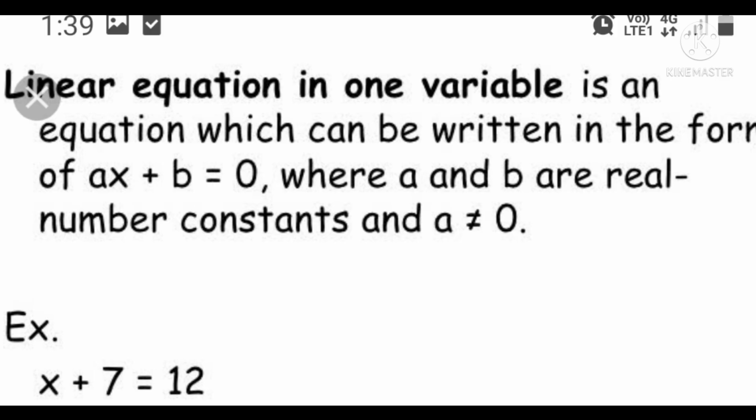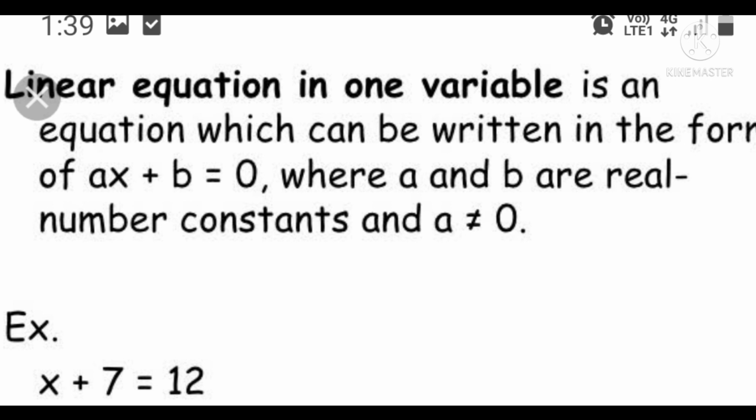A linear equation in one variable is an equation which can be written in the form ax plus b is equal to 0, where a and b are real number constants and a is not equal to 0. For example, x plus 7 is equal to 12. This is a linear equation in one variable.